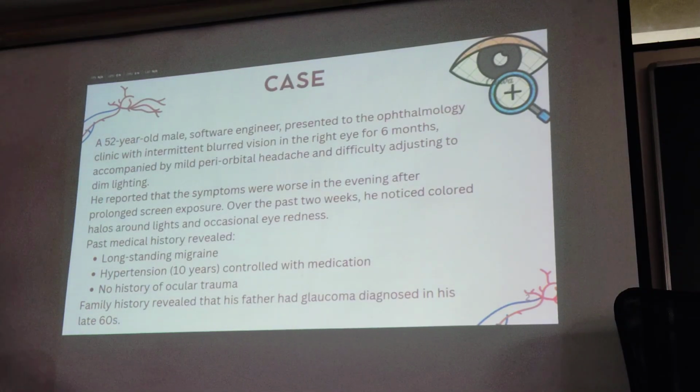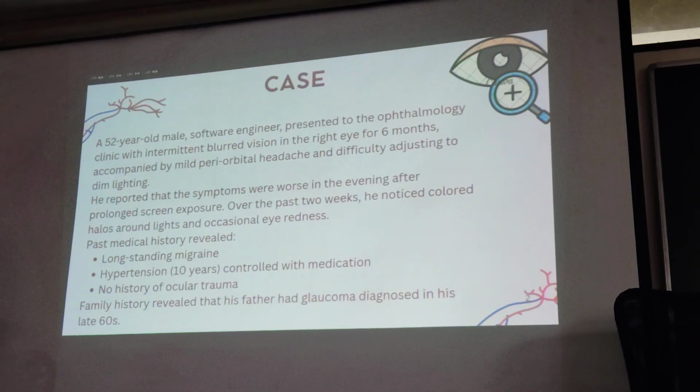Intermittent blurred vision. Intermittent here means non-periodic or irregular in the right eye for 6 months, accompanied by mild periorbital headache. Periorbital here means behind the eye. So a tightness or a heavy pressure-like sensation felt behind the eye is also termed as the mild periorbital headache, and difficulty adjusting to dim light.